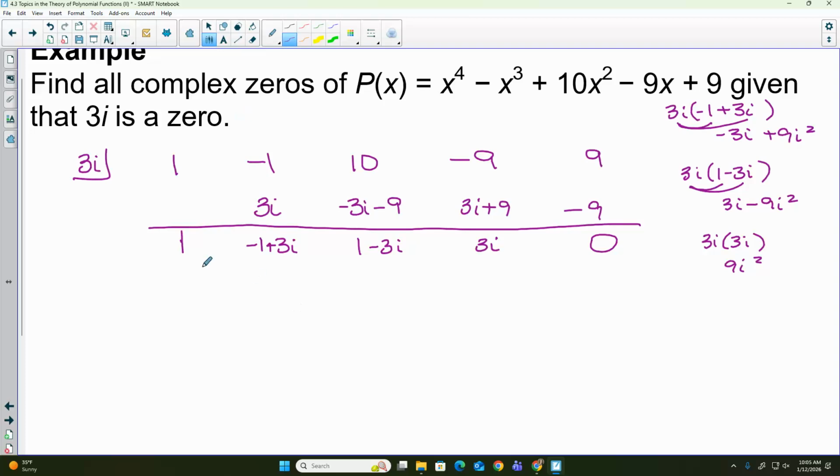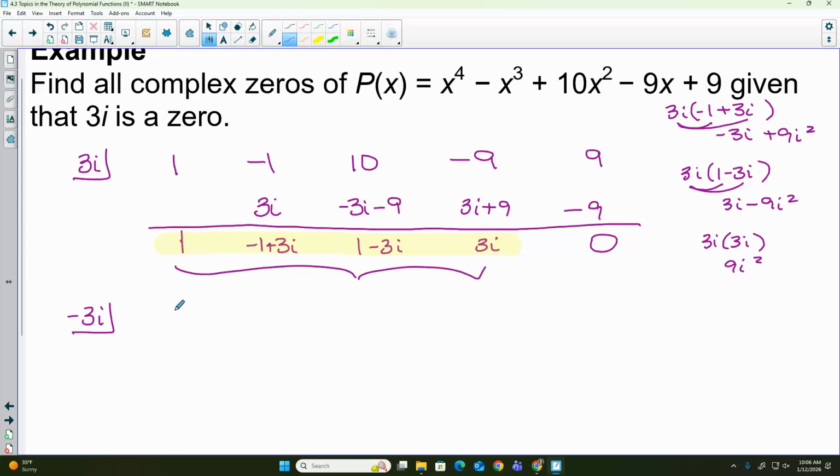-3i. I don't know about you, but I don't want to try to factor this mess when I put the x's back. But what we can do, since 3i worked, -3i is also going to work. We're going to do synthetic one more time. With the answer we just got out, we ignore the remainder. Okay, so we're taking the quotient.